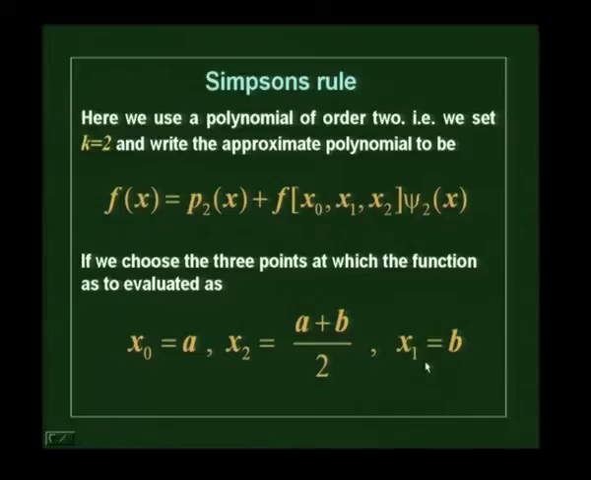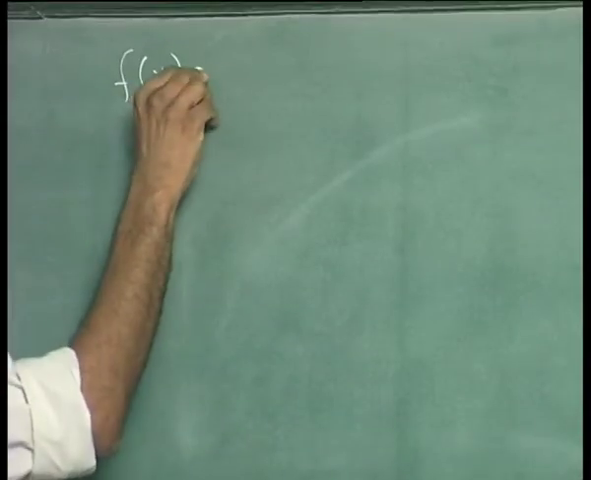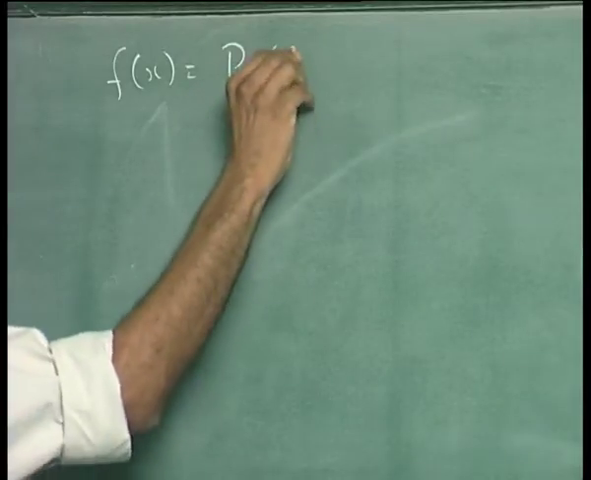So you can see that the integral of this, the psi of x, would be 0. So that's what we are going to use here: x0 equal to a, x2 equal to a plus b by 2, and x1 equal to b. In this case, we are going to use 3 different points. We are now substituting it by a polynomial of degree 2.